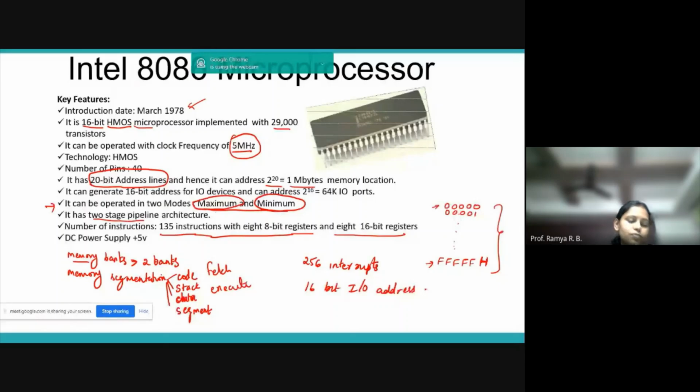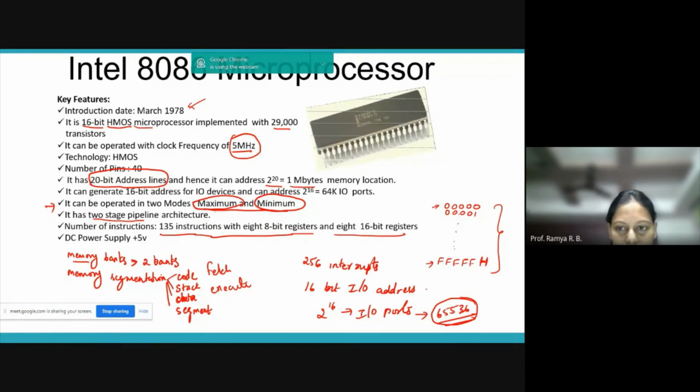16-bit IO address means it can support 2 power 16 IO ports. मतलब उतने devices आप connect कर सकते हो 8086 में. 2 power 16 is how much? 2 power 16 is 65536. You can connect these many input-output devices to 8086. That is the meaning of 16-bit IO address.